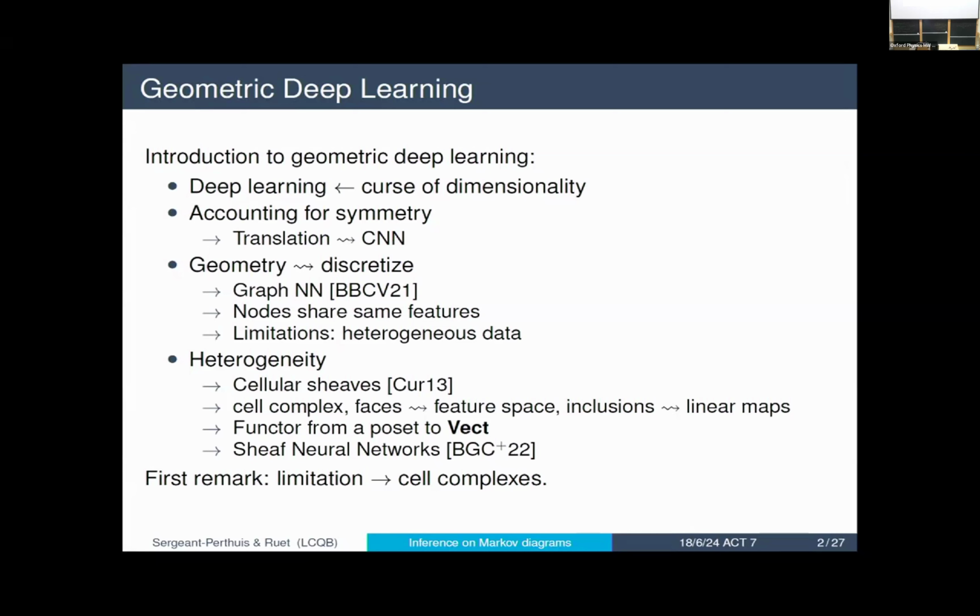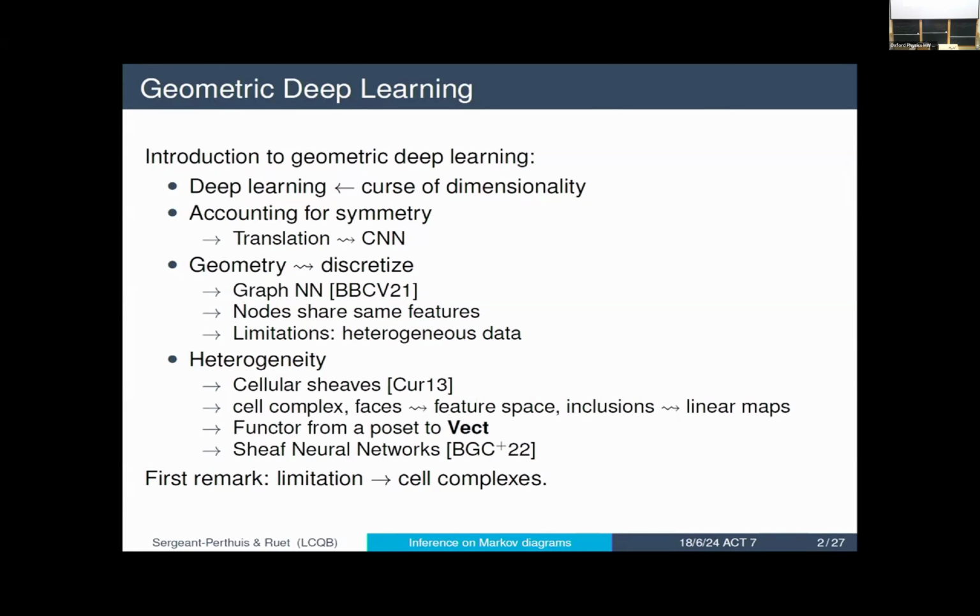But in this setting, nodes share the same features, so the space in which the features live on the nodes is the same. This is a limitation, because if you have heterogeneous data, you would like nodes not to have the same feature spaces. A way to account for heterogeneity is to introduce a feature space for each node and a linear map for each edge. You can also study higher dimensional structures using, for example, cell complexes, adding features on faces and linear maps for inclusions. This is what sets up cellular sheaves.